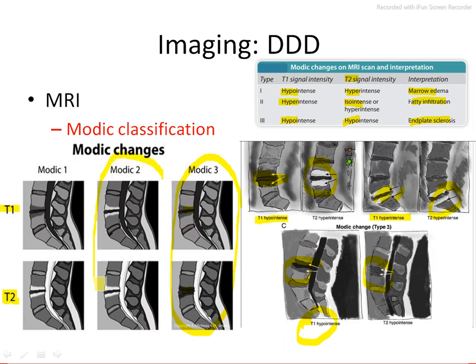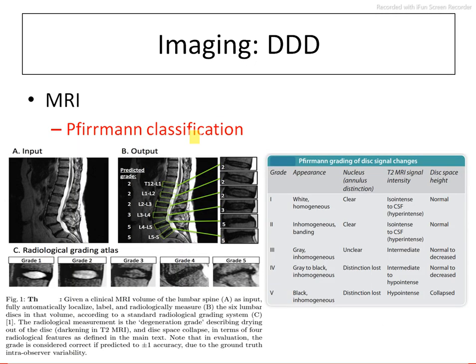M2 is fatty changes, with hyperintensity in both T1 and T2. M1 is nothing but marrow edema, which is hypointense in T1 and hyperintense in T2. So this Modic classification we need to know.